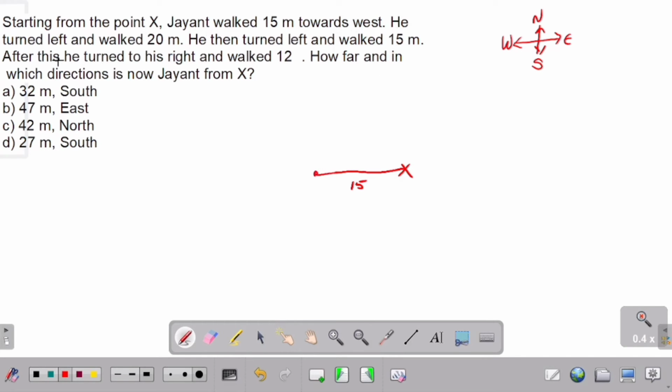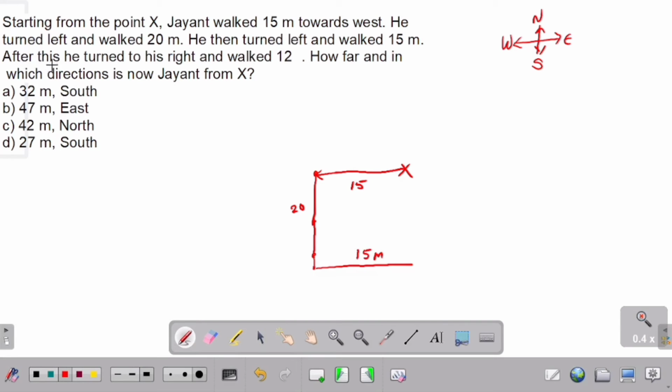Now he turned left. He is in the west direction and he is turning left. Left means which side? This side. He turned left and walked 20 meters, here, up to here. Then he turned left. So it is the left direction, right? He turned left and walked 15 meters.